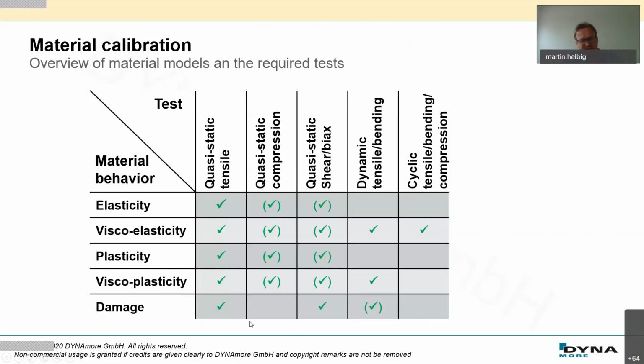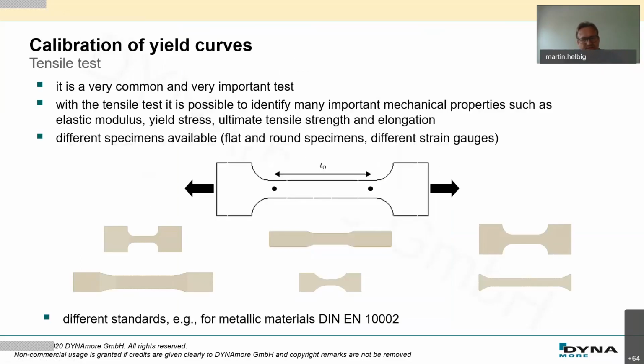Compression tests are useful for rubber or foam materials. Shear tests are useful if you have the damage description with GISSMO, for example. If you have viscoelasticity or viscoplasticity, you also have to do some dynamic tests to describe the strain rate behavior. And cyclic tests are useful, for example, for viscoelasticity. So these tensile tests are, in my opinion, one of the most important tests.